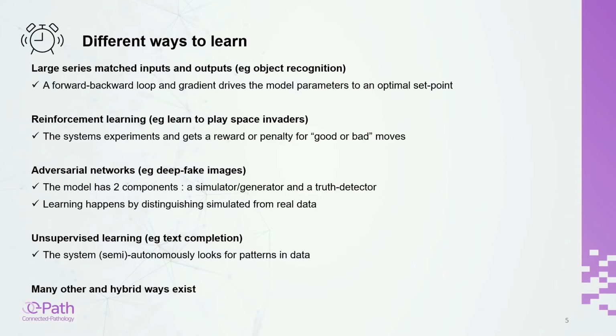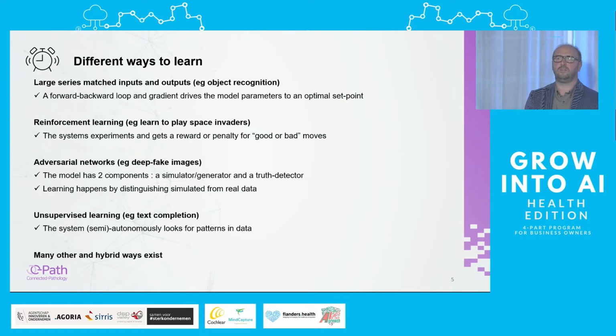I have a loop going through the model, and each time it sees a new picture, it's going to fine-tune its parameters, and in the end, it's going to become better at recognizing cats. That's a very traditional way of learning. It takes a lot of data, and it takes a lot of labeled data. Another little bit more clever way of learning is what's called reinforcement learning.